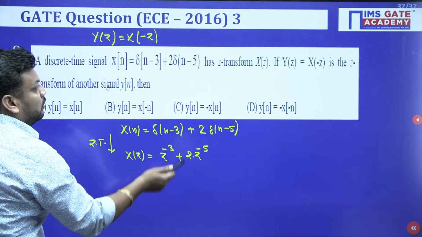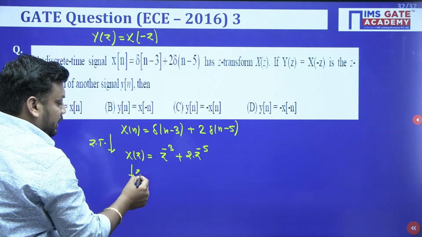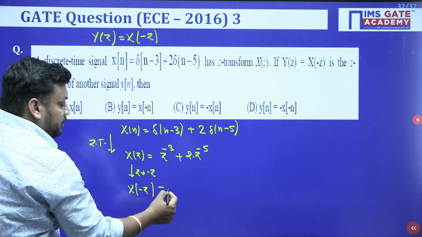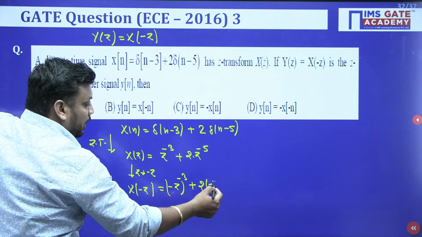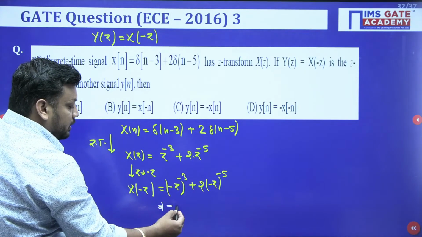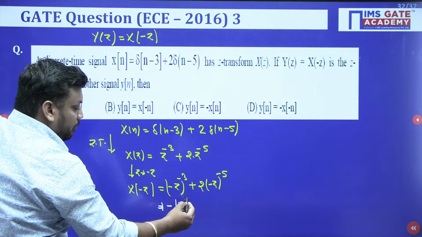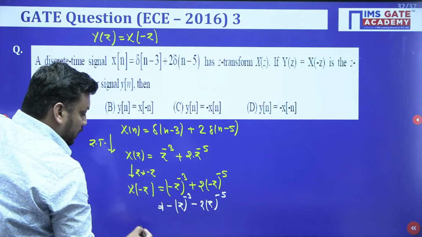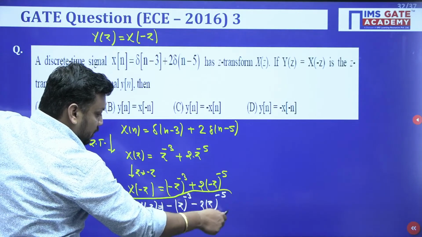Now after that, because Y(z) is given to you as X of minus z, it means if I replace z with minus z here, then it will become X of minus z. X of minus z is nothing but minus z to the power minus 3 plus 2 times minus z to the power minus 5. Because powers are odd, you can take minus 1 outside the bracket. So you will get minus of z to the power minus 3 plus 2 z to the power minus 5, and here also you will get the same X of minus z only.